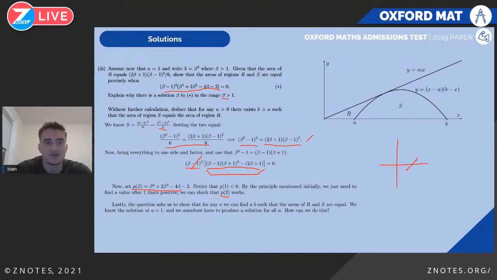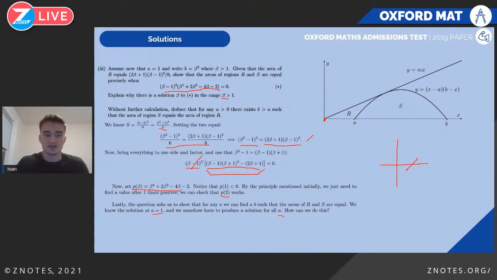And now it asks us to show, without further calculation, that for any a, there is a b such that the regions R and S are equal. And so the point is, we have now solved it for a equals 1, and so we want to produce a solution for all a. So how might we do this? We have to preserve the situation of the diagram. And so one easy way to do that is to just dilate everything from the origin. So we start from the origin and make everything bigger, right? So we scale everything outwards. This tangent line remains the same. This parabola just shifts and gets bigger.